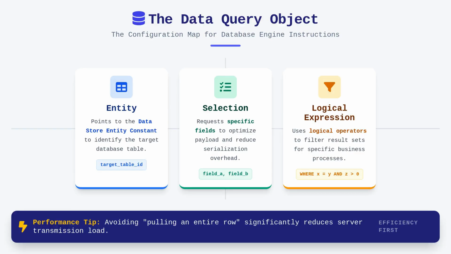Furthermore, we must understand that querying is not just about retrieval, but about filtering, which we implement through the logical expression parameter. This parameter allows us to build complex criteria using logical operators, effectively narrowing down the result set to the specific records required for our business process.